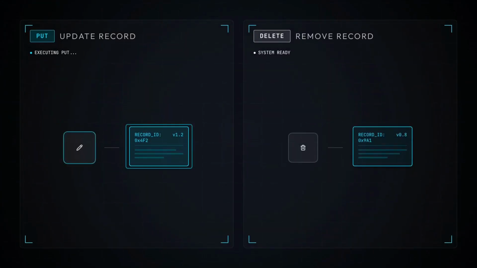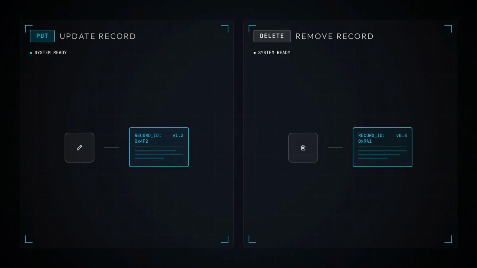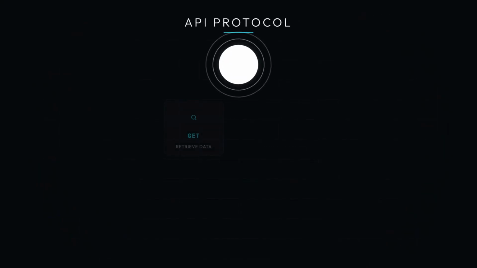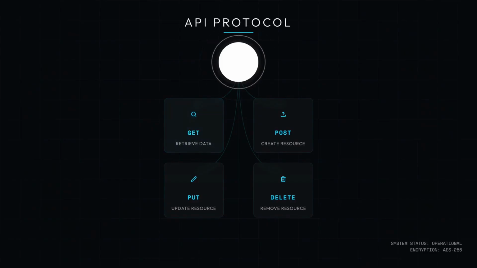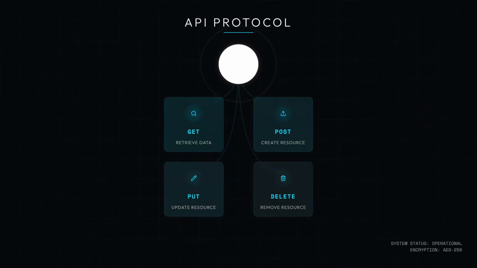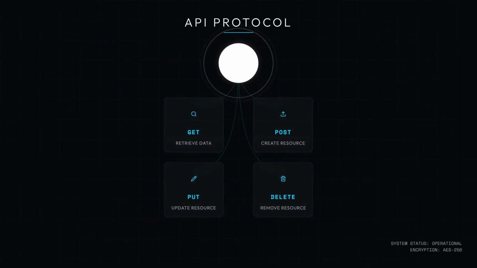There are others too. PUT is used to update an existing resource. DELETE, unsurprisingly, removes one. These methods give structure to what would otherwise be a chaotic, ambiguous exchange. The server knows exactly what kind of action is being requested just from the method alone.